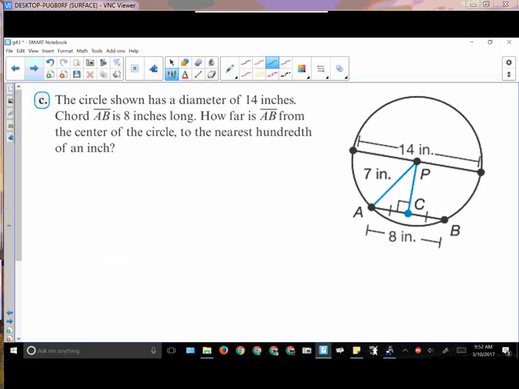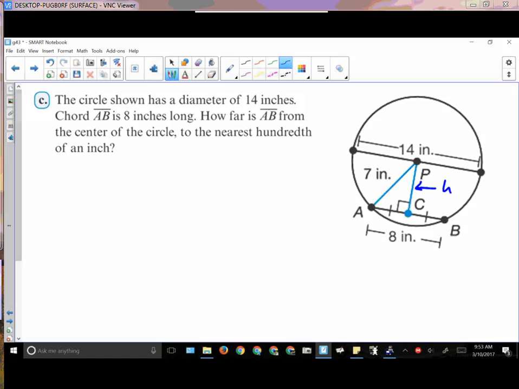So if I look at this, other than the fact that it looks like a mess, there's a lot of stuff there. What is it that they want to know? It says a circle has a diameter of 14 inches. Chord AB is 8 inches long. How far is AB from the center of the circle? So what they're looking for is this height right here.